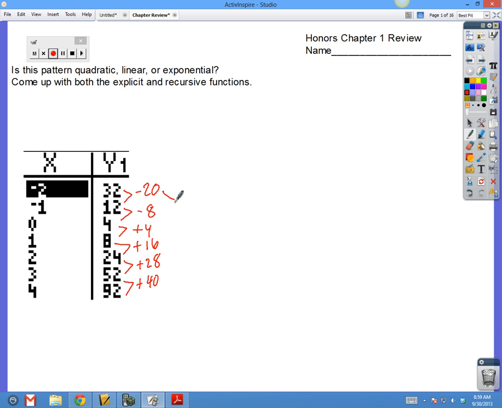So I'm going to go again. And then I notice that's going up 12. That's going up 12. That's going up 12. So by definition, this has to be a quadratic because my second change is constant.